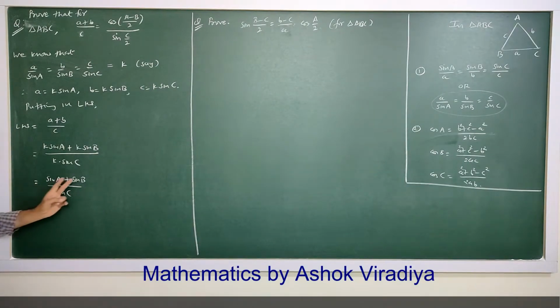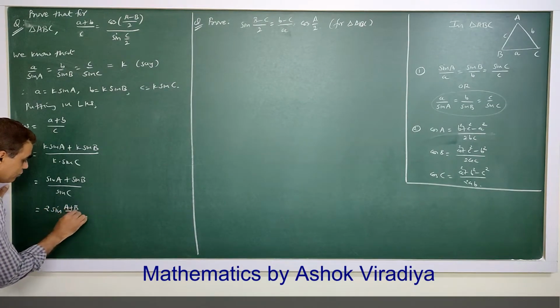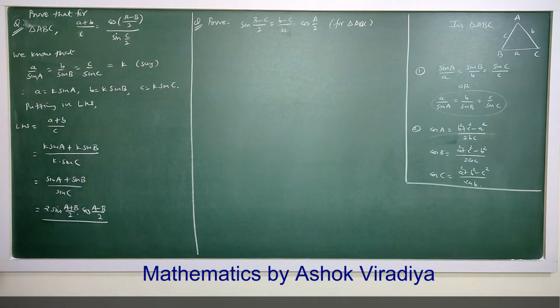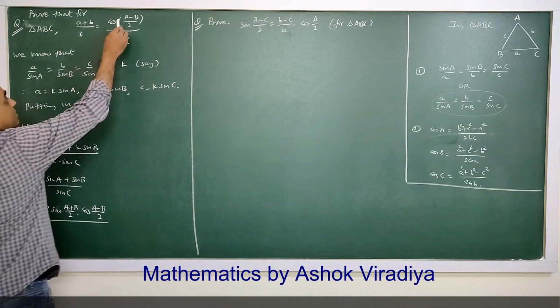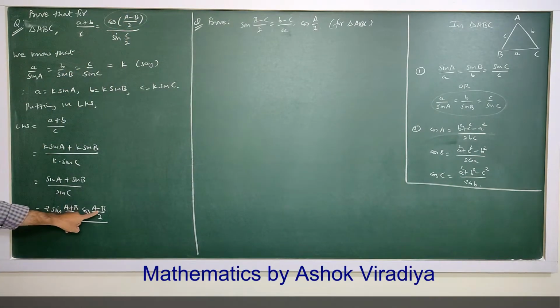Now using the formula, sine A plus sine B is 2 times sine (A plus B) by 2 cos (A minus B) by 2, upon sine C. Now look here. In the right hand side, this is cos of (A minus B) by 2. This is required. That means sine of (A plus B) by 2 will be cancelled.